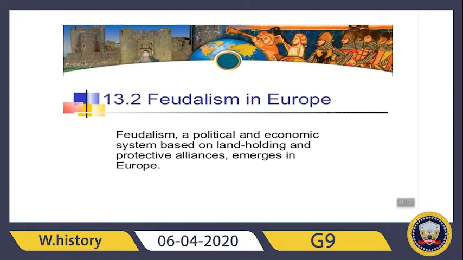Before this lesson, we covered lesson 1, about Charlemagne unites Germanic kingdom, and we read about how the Roman Empire fell apart in Europe. So now today, feudalism emerged in Europe. So what is feudalism? It's a political and economic system based on land holding and protective alliances.